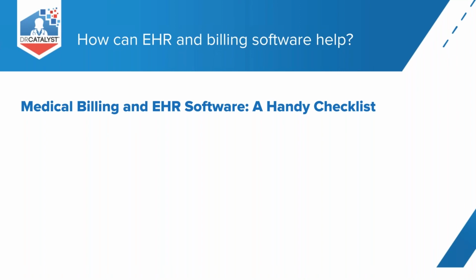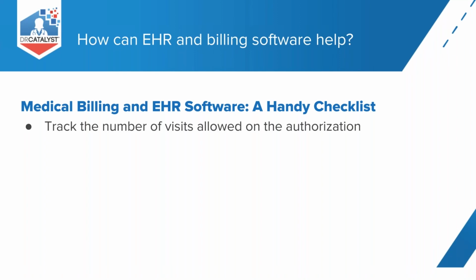So I just want to share a short checklist of the things that a leading software should be able to help you and your practice do on the authorization front. First, the software that you select or use should be able to track the number of visits allowed when an authorization is approved. Additionally, your software should be able to track which CPT and ICD codes are allowed with that authorization.